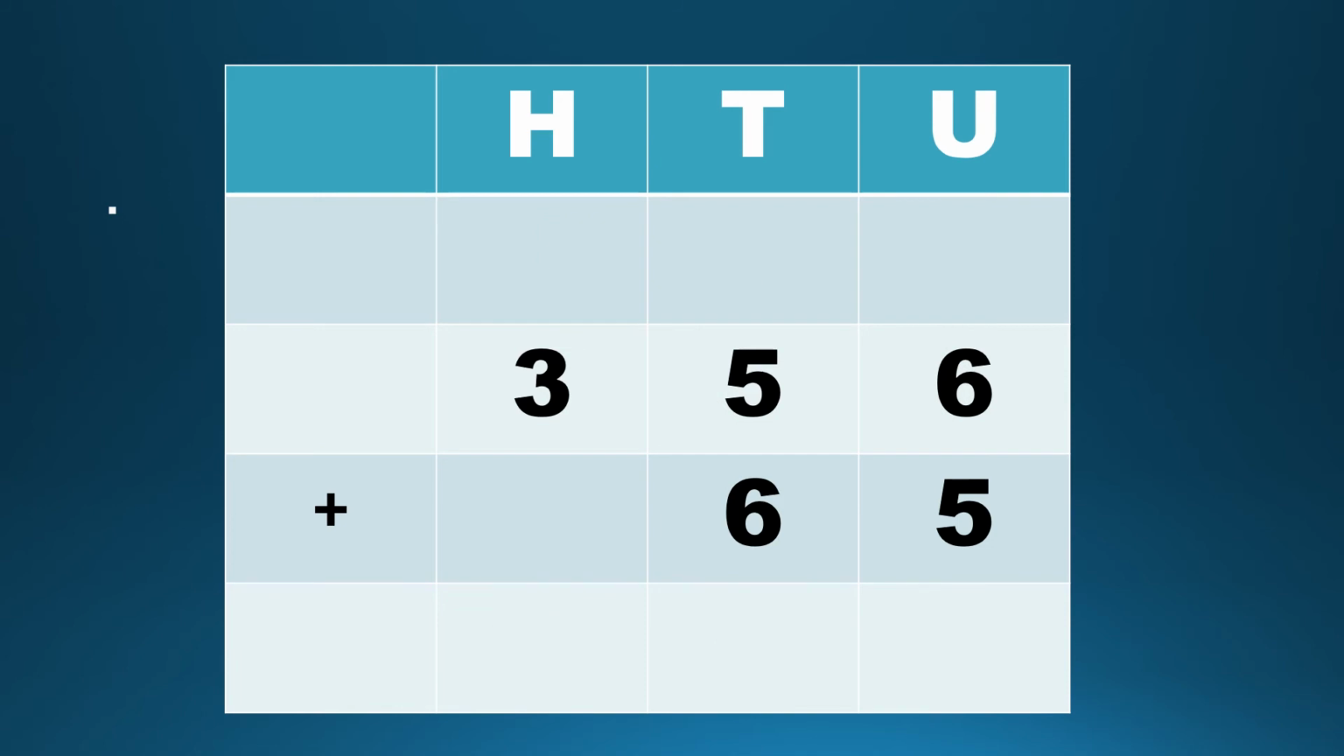Let us now add 356 plus 65. We begin by adding in the units place. 6 plus 5 is 11. So 1 is in the units place and we have carried over 1 to the tens place. 5 plus 6 is again 11 and you have to add it with the 1 that you have carried over. So your answer is 12. So you keep 2 in the tens place and carry over the 10 to the hundreds place.